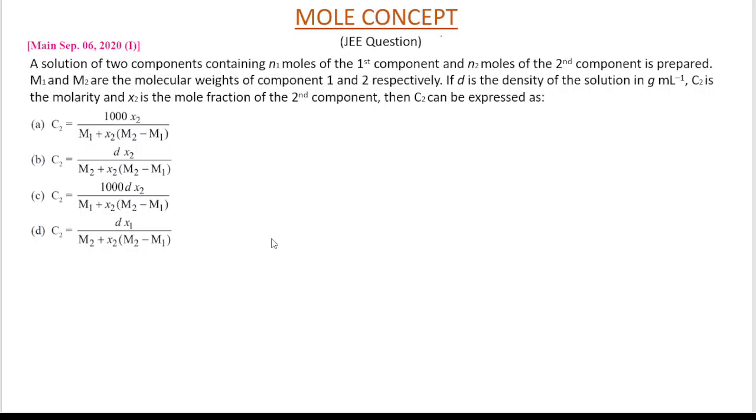उससे पहले क्या देखना है कि क्या इंफॉर्मेशन दिया हुआ है. सो क्वेश्चन आया था जेई मेन 2020 सितंबर 6. और उसमें बोला ए सॉल्यूशन ऑफ टू कंपोनेंट्स. एक सॉल्यूशन है, उसमें दो कंपोनेंट है. n1 moles of first component with m1 is the molecular weight and n2 is the second component and m2 is the corresponding molecular weight.